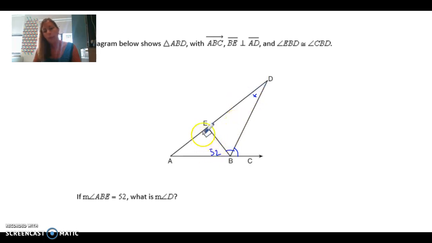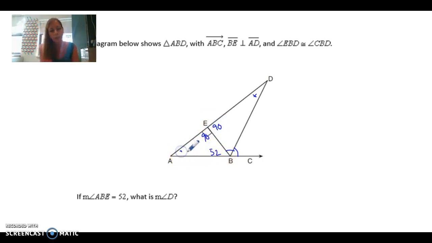Okay, so you've got a few things to do, but I'm going to start with a small triangle down here, AEB. And since I know 2 of those measures, I can find this missing angle. And you also know that this is 90. And so I would start by finding this angle.